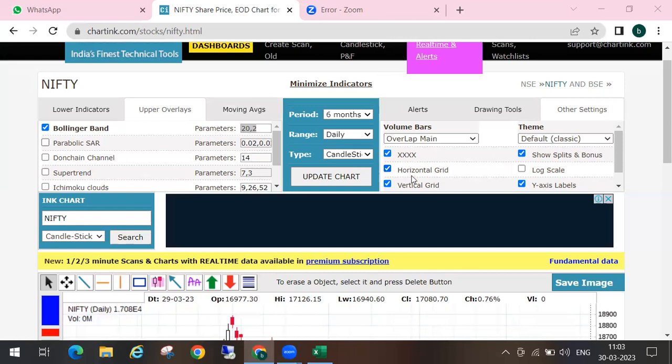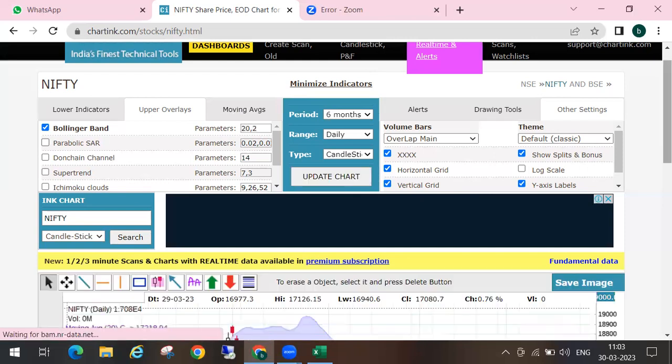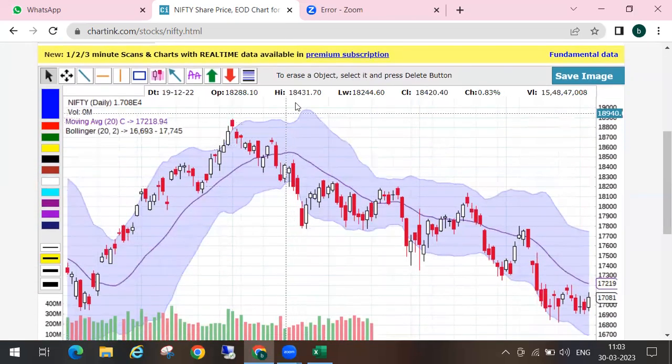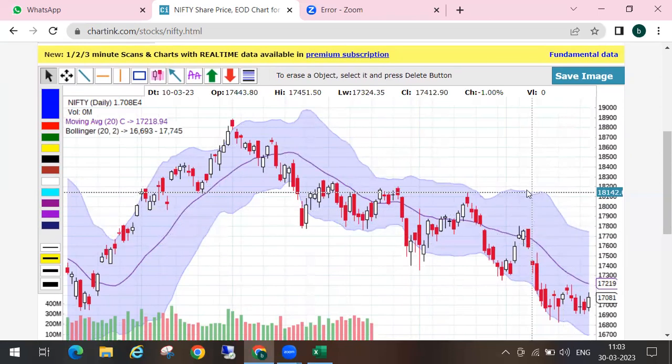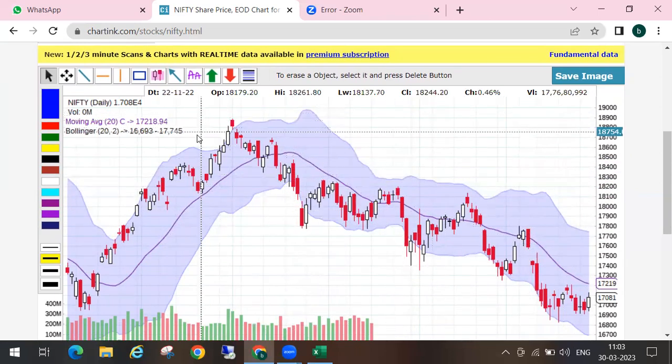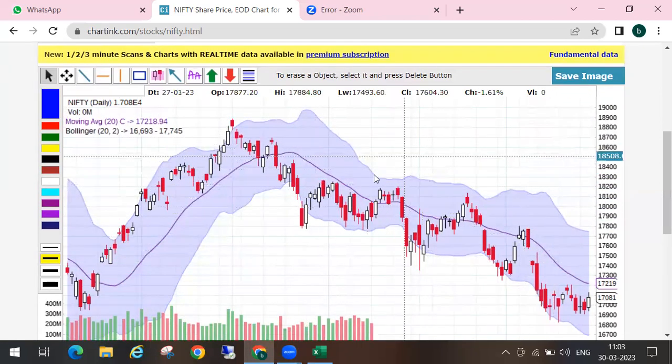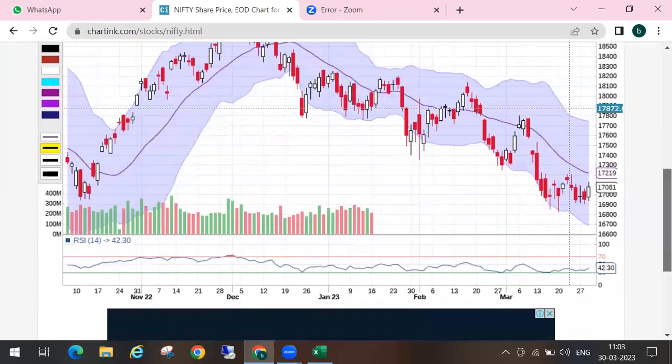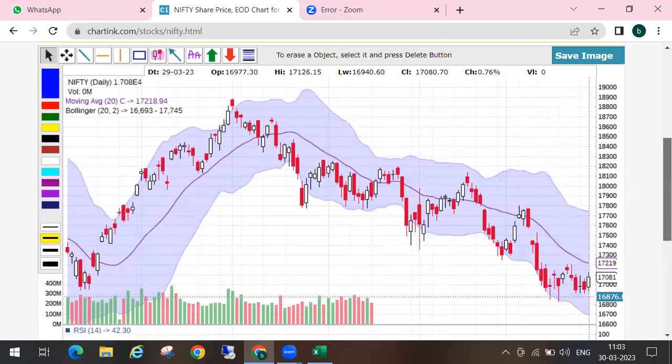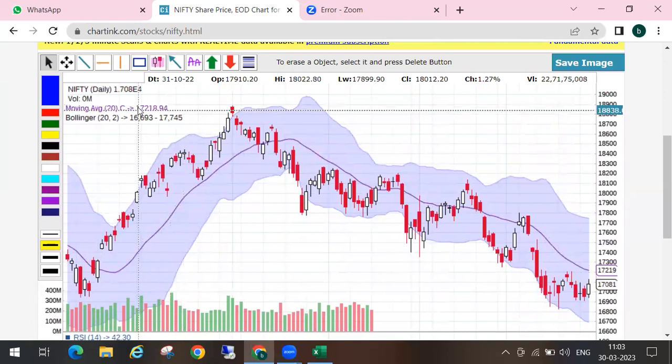Okay, so now the 20, 2 is done, I am checking the update. Update chart. When I do, you see this envelope covering: the upper band is +2 standard deviation, the lower band is -2 standard deviation, and the middle line is the average line. See here, the middle line, which they have written in purple, is 17,219. See this highlighted 17,219, written over here in purple color. So how is the 17,219 coming?